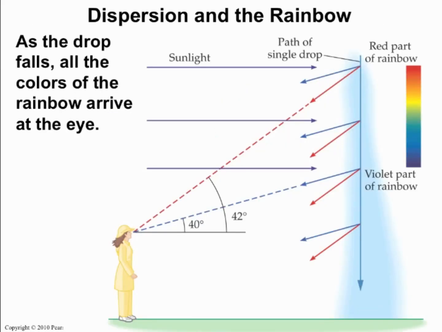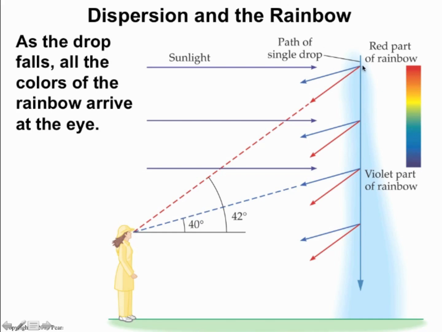All right, so as the drop falls, all the colors of the rainbow arrive at the eye. Right now, remember, we're only talking about blue and red, or violet and red. Notice that sunlight is hitting a droplet here. This is a single drop, and all along the path of this single drop, light is entering it and spreading out and refracting.